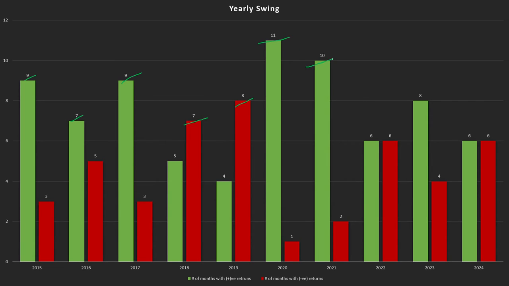2021, again a very good year. 10 months gave positive returns. In 2022, 6 months gave positive and 6 months gave negative returns. 2023, again a better year. So 8 months gave positive returns, and in 2024, 6 months gave positive returns and 6 months gave negative returns.